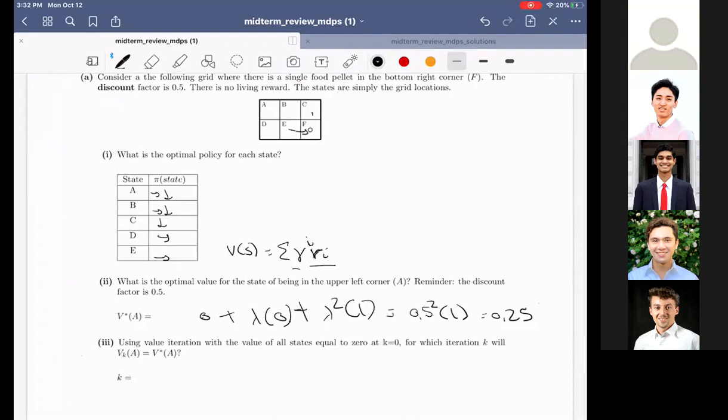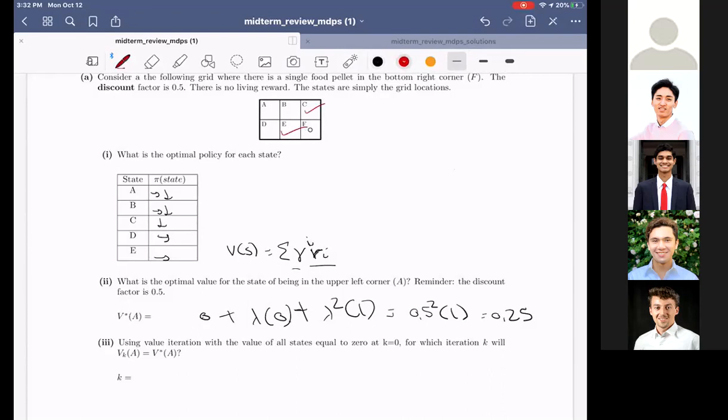Yeah, that's right. So in one iteration, C can basically say my value is going to be the reward that I get from transitioning to F. And that's it, right? And that's the optimal value because C just got to F. And now the value of C is correct. So let me just write a check mark.